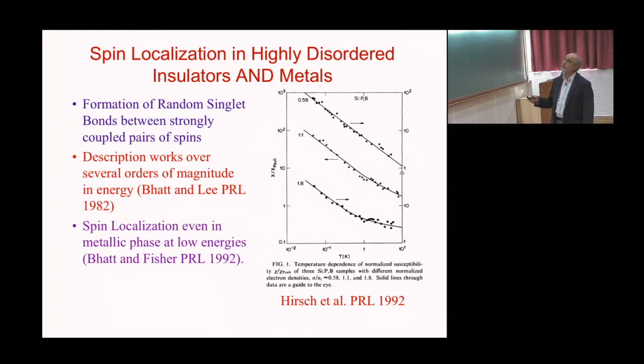So this sample is insulating, these two samples are metallic. And what you find is the susceptibility at low temperatures actually doesn't seem to care whether the sample is metallic or insulating. It does not have a Pauli susceptibility as Ashcroft and Mermin would have you believe. It actually is divergent in the metal. And this turns out to be because of rare fluctuation effects. And you find that you get spin localization even in the metallic phase. This was work that I had done with Patrick Lee and then later with Daniel Fisher. This data is from the Cornell group on phosphorus and boron doped silicon.